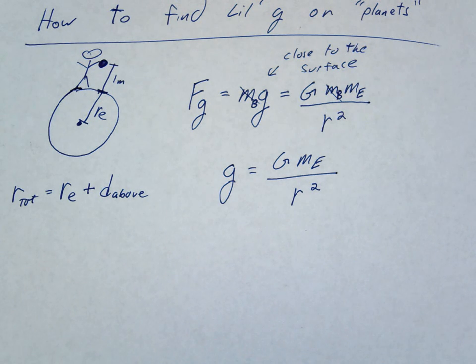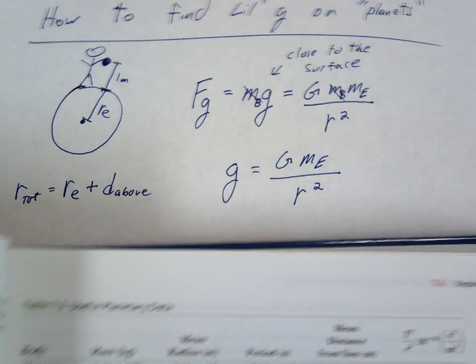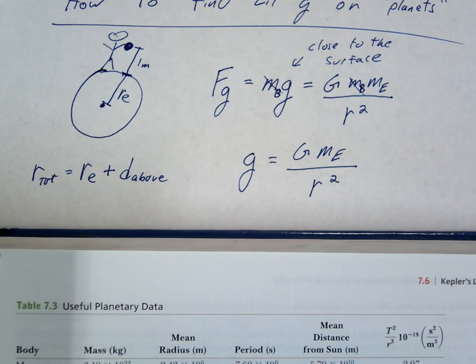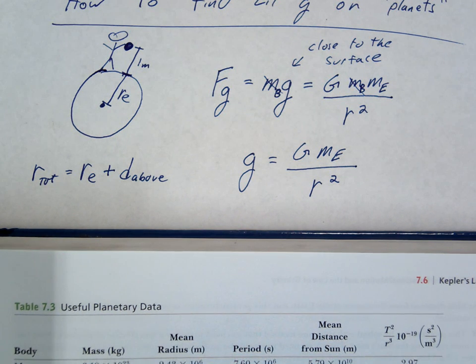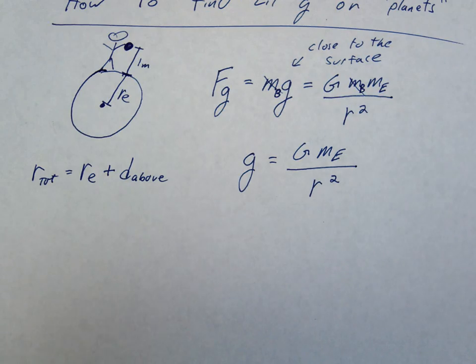Alright, so we need two values. What are those two values that we need to solve this? Okay, we need the mass of the Earth. What else? Radius of the Earth. So in your textbook, page 223, there's some useful planetary data. Okay, you'll be using this today and tomorrow. So we need the value for the mass and the radius of the Earth.